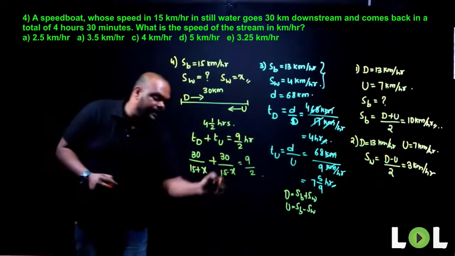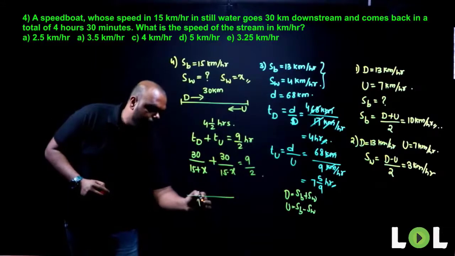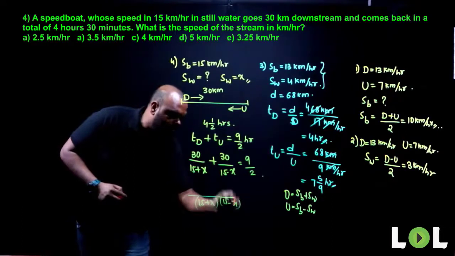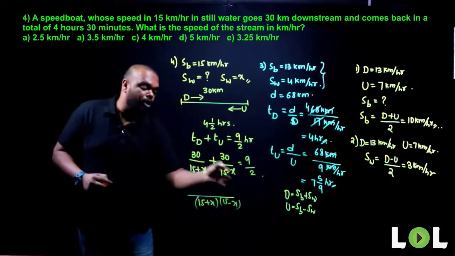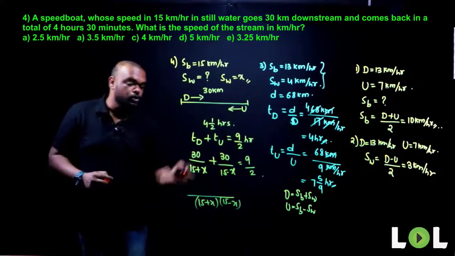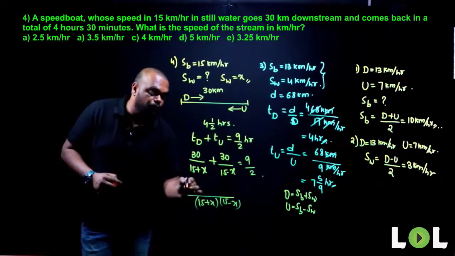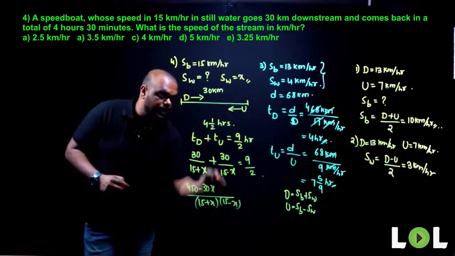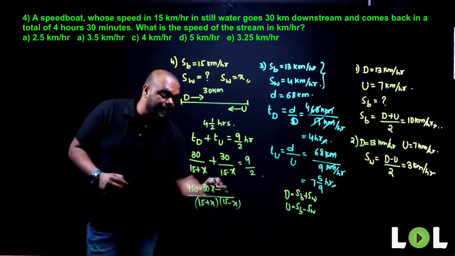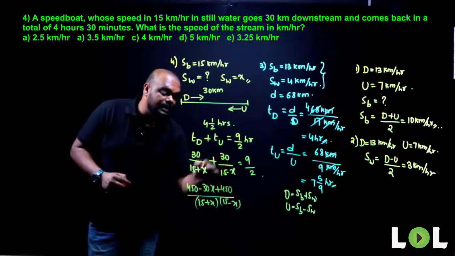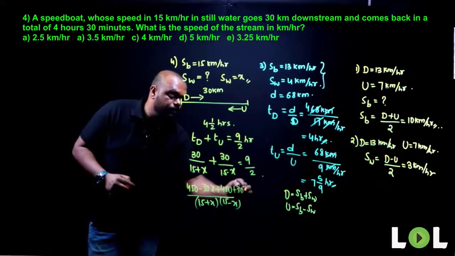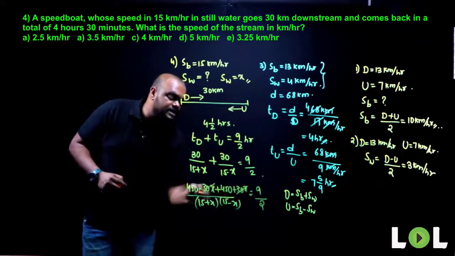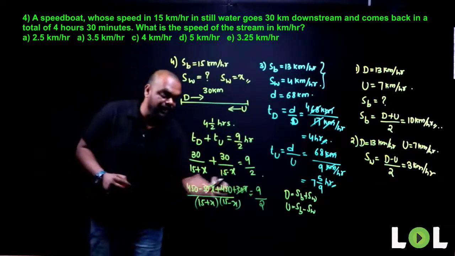Now if we solve this, in the denominator we will get (15 plus x) into (15 minus x). Numerator: we cross multiply these two and these two. 30 into 15 is 450. 30 into minus x is minus 30x. 30 into 15 plus again 450. 30 into plus x is plus 30x. That equals 9/2 altogether. Plus 30x minus 30x got cancelled. What do we have here? 900.